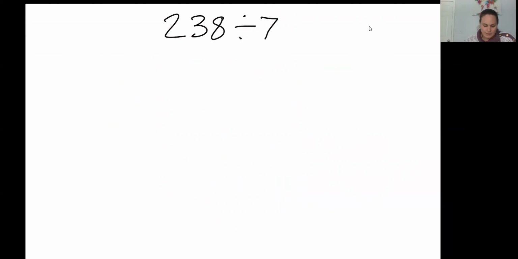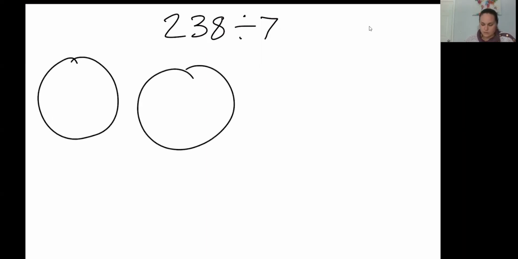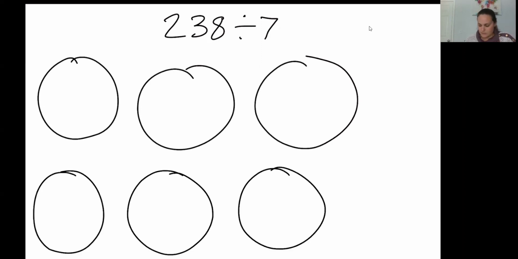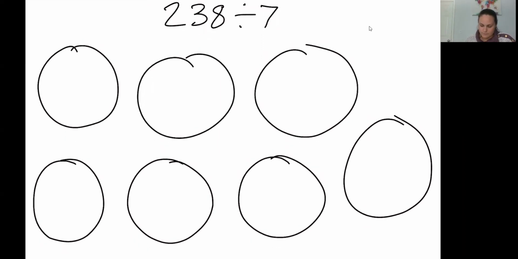So I'm going to take my 7 bubbles. So 1, actually I need to make that a little bit bigger. 1, 2, 3, 4, 5, 6, 7. Okay. So now I've got 7 bubbles to fill.